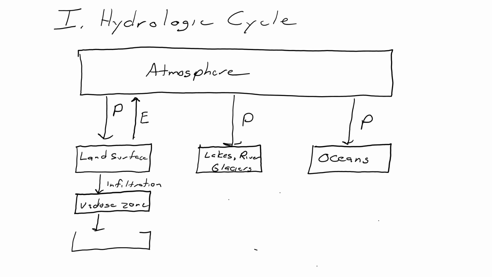Gravity could keep pulling it down, eventually bringing it down into the saturated zone. That movement through the vadose zone to the saturated zone is a process called gravity drainage.